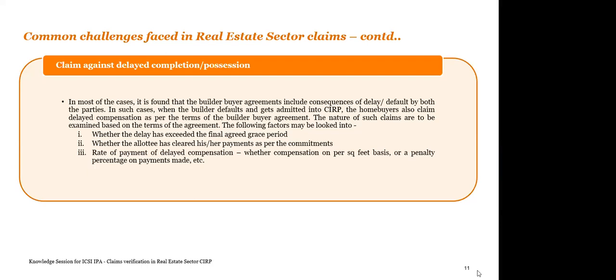But again, it also has to be checked that the delay compensation should be calculated as per the completion deadline mentioned in the builder buyer agreement, from that date till the date of insolvency commencement. If there is any grace period, like it is usually seen that the completion date is this, but another grace period of 6 months can be allowed. So in that case, we have to take that grace period, and after that we have to calculate the compensation from thereafter to the insolvency commencement date.